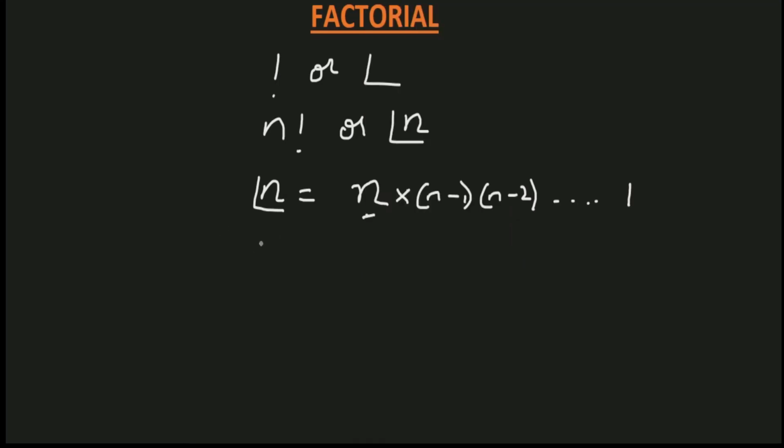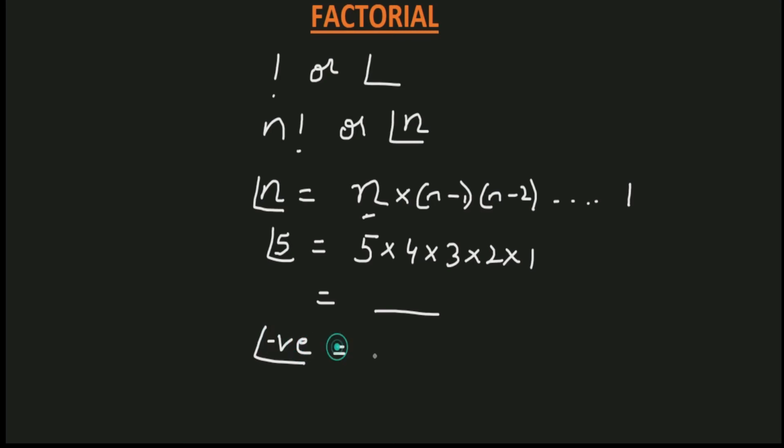If we consider 5, what is the factorial of 5? 5 is the given positive integer and the lesser positive integers are 4, 3, 2 and 1, and we multiply the result and that would be the factorial of 5. Also we need to know that the factorial of a negative number is not defined. We cannot find the factorial of a negative number.